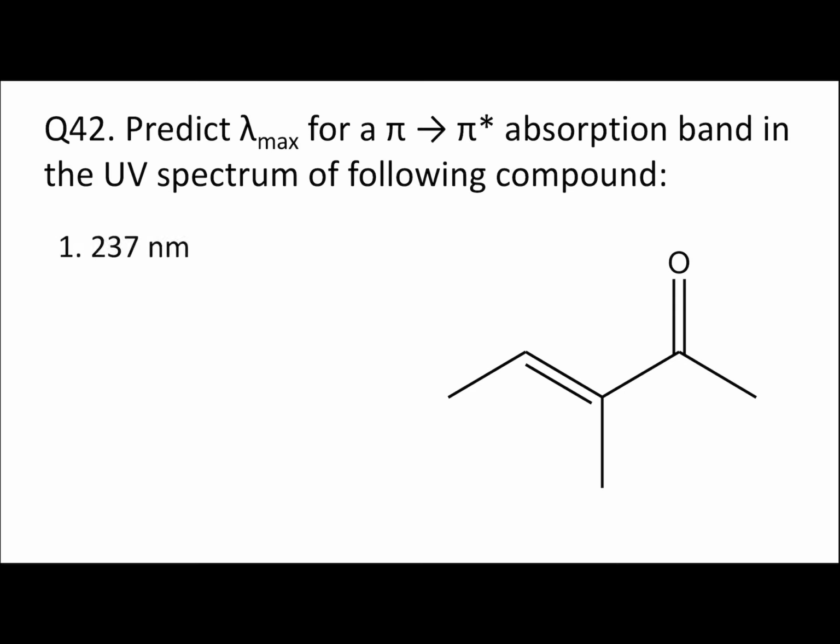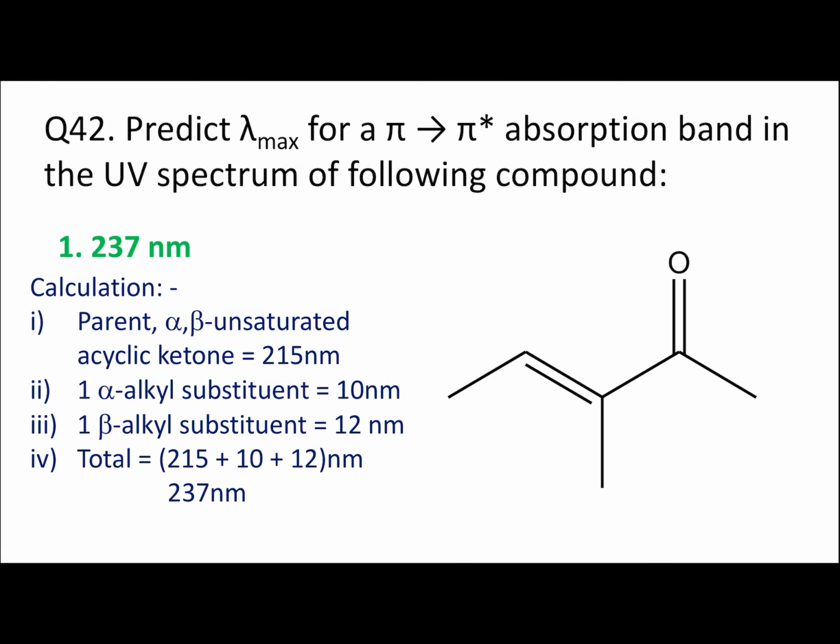Let's see what the answers are. 237, 241, 240, or 215. The right answer is 237, and let's see how. Here the calculation is given for you. The parent structure is an alpha beta unsaturated acyclic ketone. Acyclic means it does not have any cyclic structure. Okay, it is acyclic, and it is a ketone, an alpha beta unsaturated ketone.